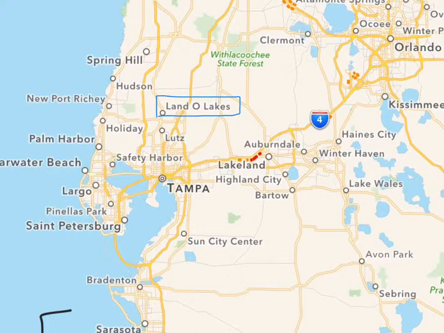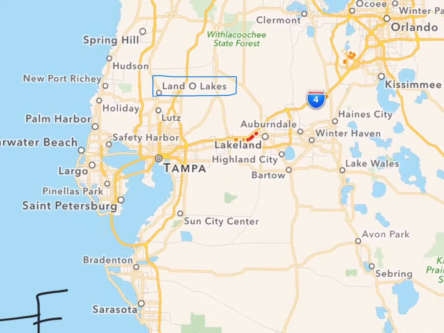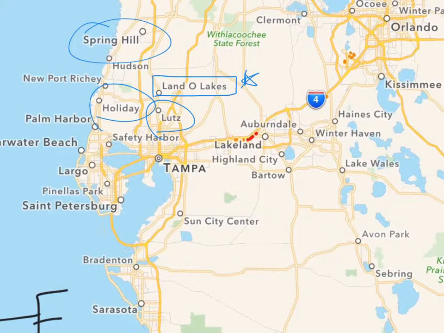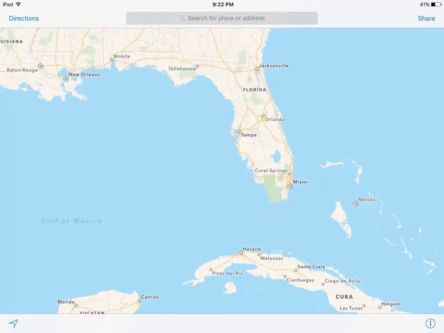Now, some of you may live in a different city, but you live close to the city of Land O'Lakes. I know some friends in Mrs. Vaughn's class live in Spring Hill, which is over here. Some friends live in Holiday, and some friends also live in Lutz. And some friends do live in Land O'Lakes as well, close to Sanders. Friends come from all over the close area to come to school.